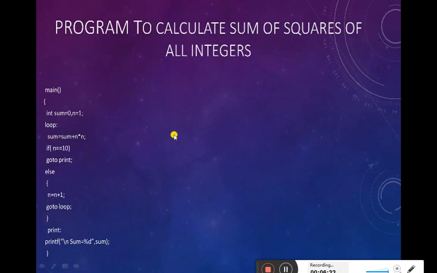Now let us look at one simple example of using goto statement. The program to calculate the sum of squares of integers. For example, say I want to find out the sum of squares of all the numbers between 1 to say 10. Say 1 square, 2 square, sum of squares, say 3 square, plus so on up to say 10 square.